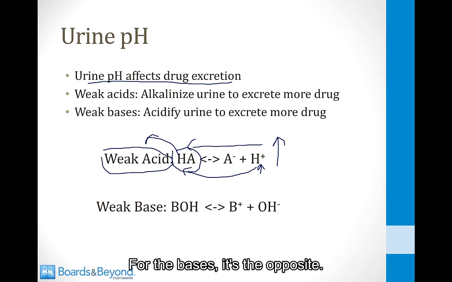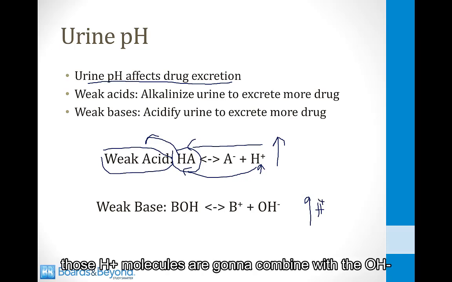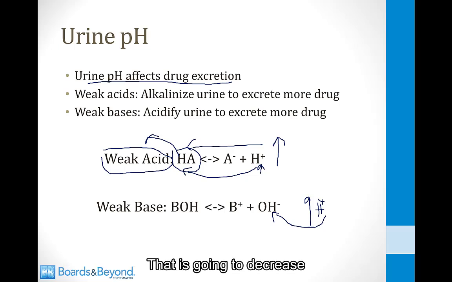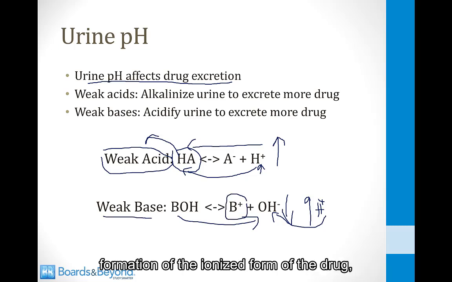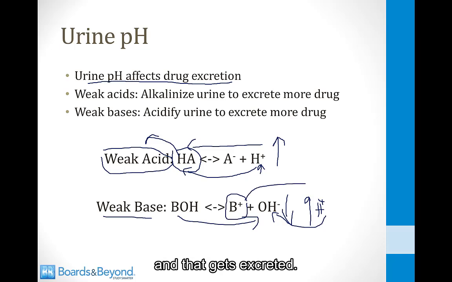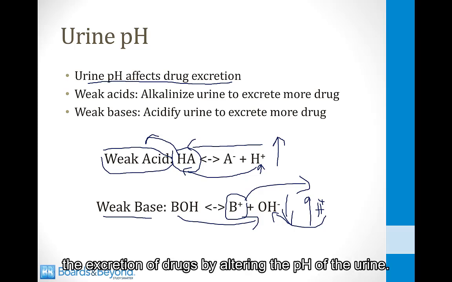For the bases, it's the opposite. If we have a very high concentration of H plus in the urine, those H plus molecules are going to combine with the OH negative to form water. That is going to decrease the concentration of OH negative in the urine and drive the equation this way. So for weak bases, an acidic environment favors formation of the ionized form of the drug, and that gets excreted. What this means is that we can manipulate the excretion of drugs by altering the pH of the urine.